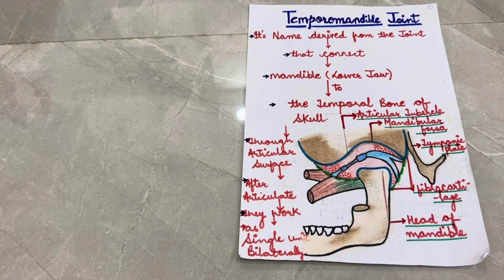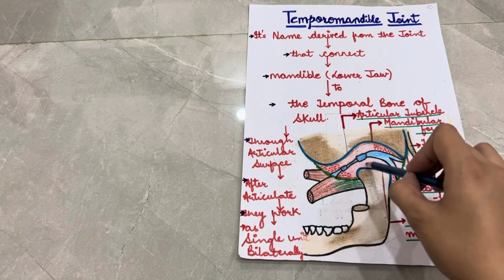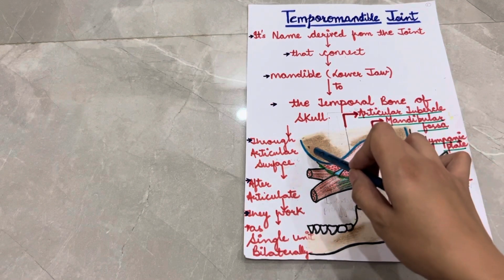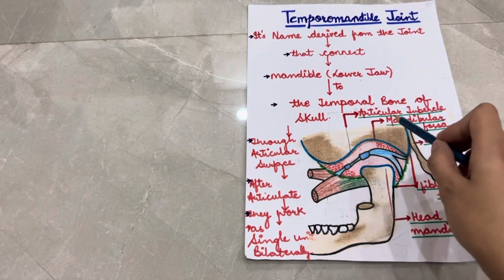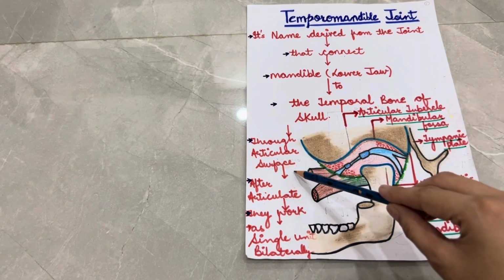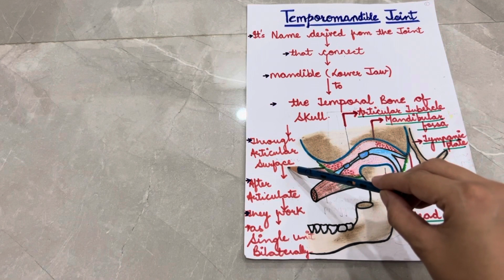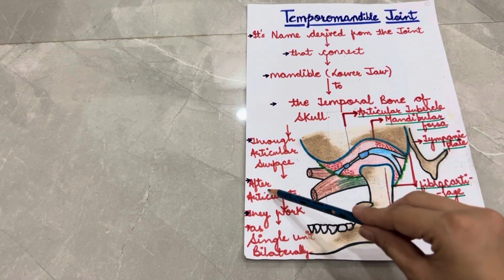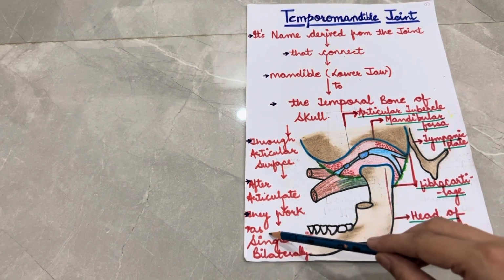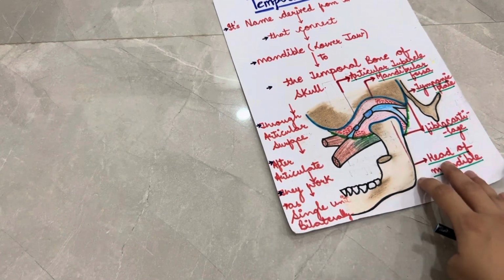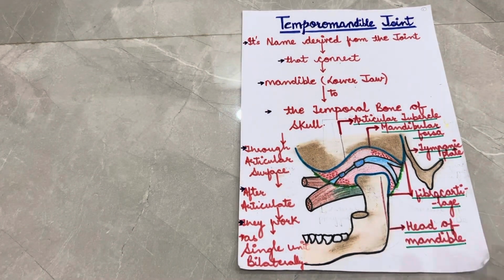As its name is derived, it is the joint that connects the mandible, which is this lower jaw, to the temporal bone of the skull. This is the temporal portion of the skull. We'll see how these two components connect to each other through articular surfaces, and what the articular surfaces are which connect these two bony components. After articulating with each other, they work as a single unit bilaterally. Why bilaterally? Because this same unit is present on both sides of the cheek or face.